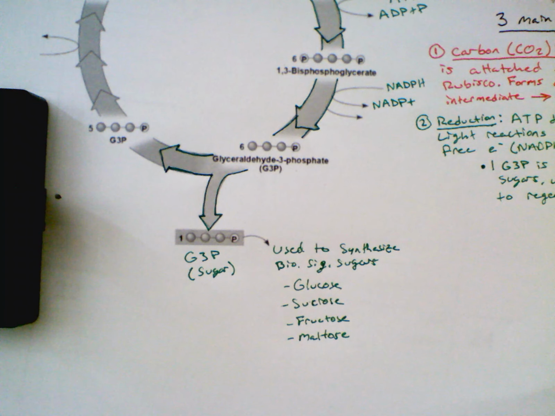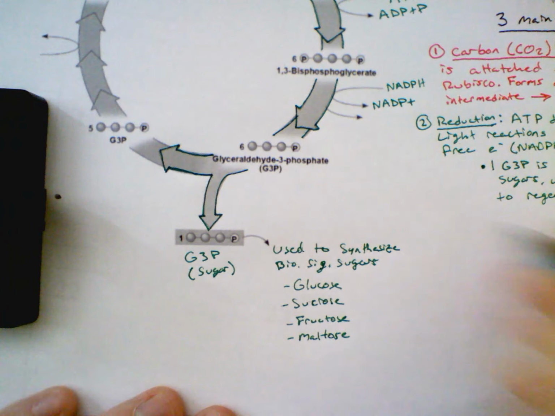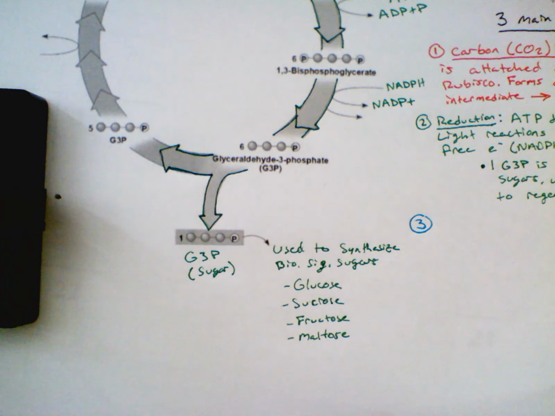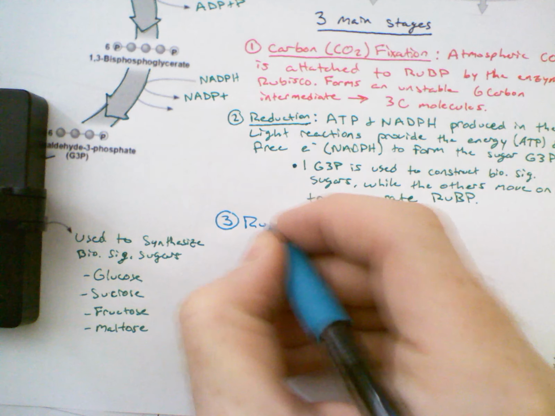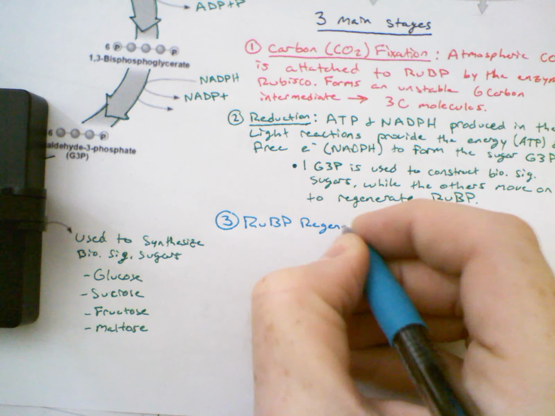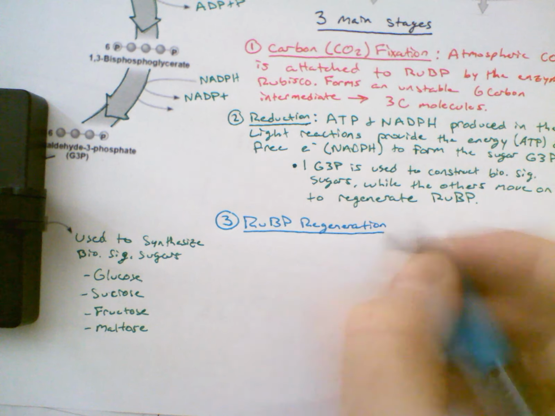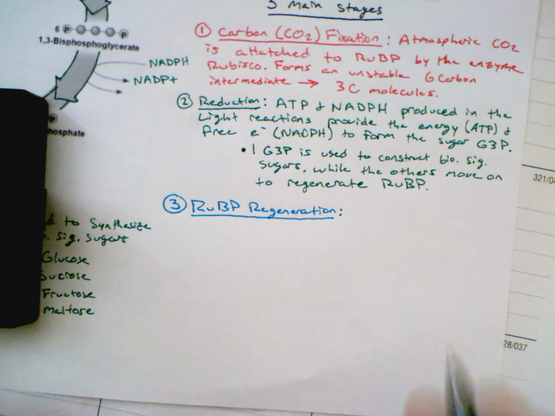Great. So now we move on to the last stage, which is going to be getting back to the RuBP. Third step, RuBP regeneration. And that's what makes this a cycle. We are ending with the same substance that we started with.